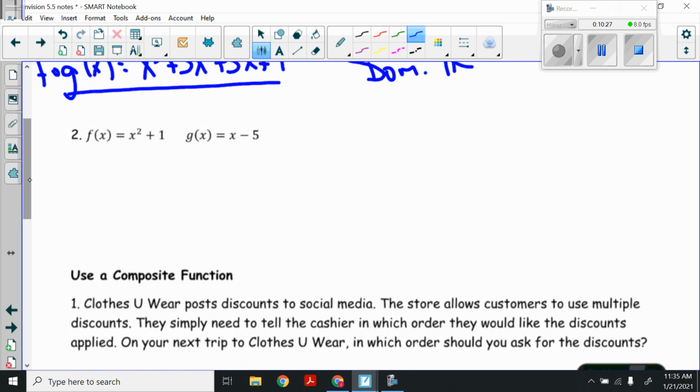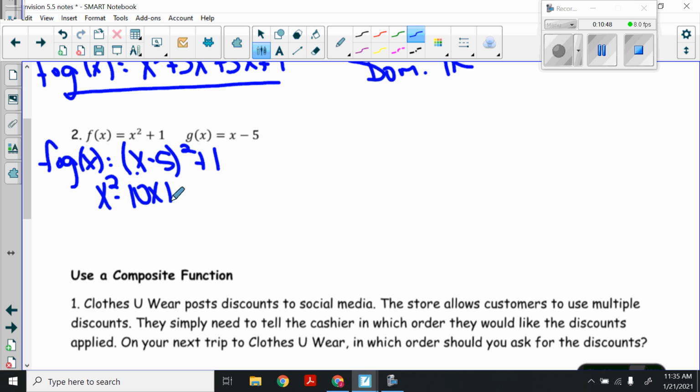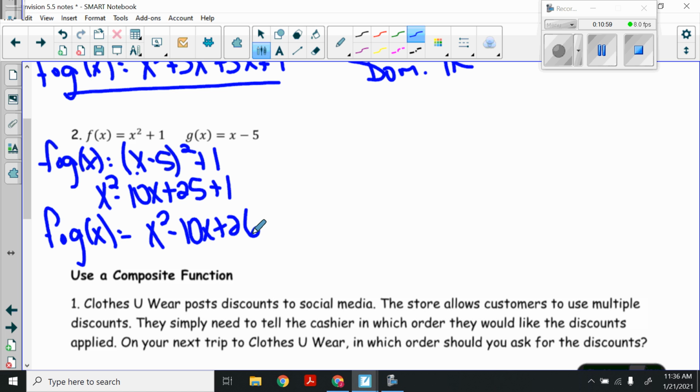Number 2, f of x equals x squared plus 1, g of x equals x minus 5. Again, we'll do f of g of x first, so take the g and plug it into the f. Instead of this x, I'm going to say parentheses x minus 5, quantity squared, plus 1. Using my shortcut for a quantity squared, it's x squared minus 10x plus 25 plus 1. Combine like terms, so I get x squared minus 10x plus 26.